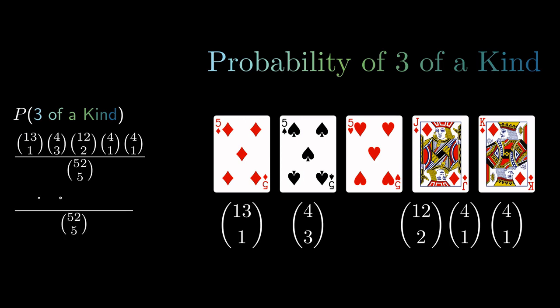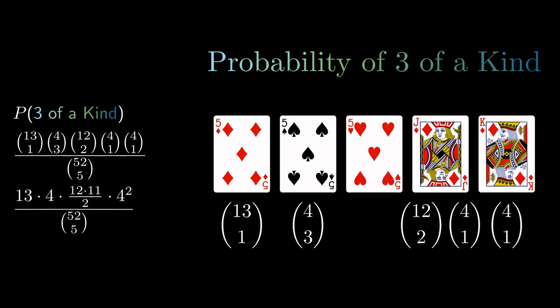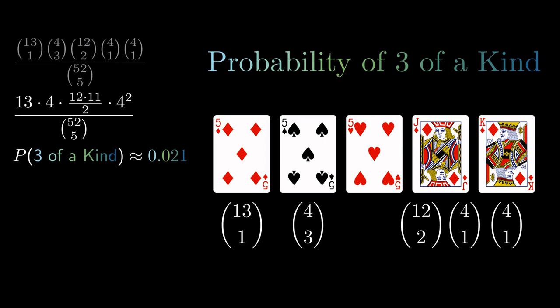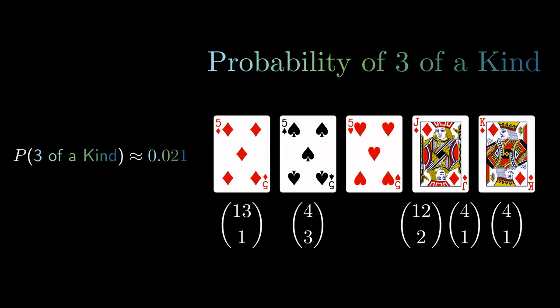Most of these you should probably know without a calculator, and probably not 12, choose 2. That's what 12, choose 2 looks like. And then 4, choose 1 is 4, so it's 4 squared. Let's look at it as a decimal. All right, 2 out of 100. Pretty small. It's a good hand. 3 of a kind is a good hand.